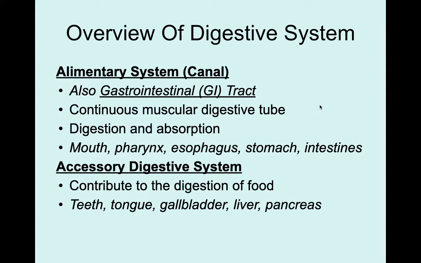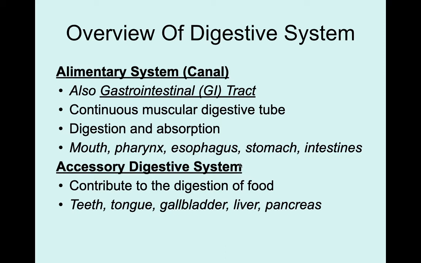Okay, so we have different names for our digestive system. It can also be called the alimentary system or alimentary canal. In addition, the gastrointestinal tract or GI tract. It is a continuous muscular tube that runs from your mouth to your anus, and its functions are digestion and absorption. Again, it includes your mouth, your pharynx, your esophagus, your stomach, and your small and large intestines. That's your actual GI tract or alimentary canal.